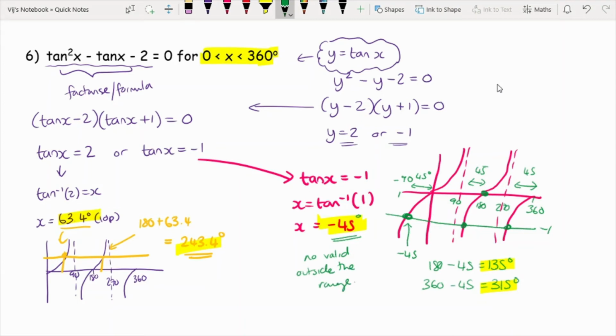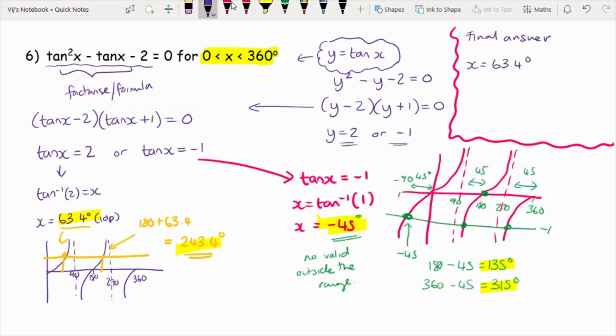So my final answer, which I know is not the best, I'm going to write it up here, and if I get a different colour pen, let's go for this. So my final answer for this particular question is going to be x equals, and trying to write them in numerical order, 63.4 degrees, 135 degrees, 243.4 degrees, and 315 degrees.